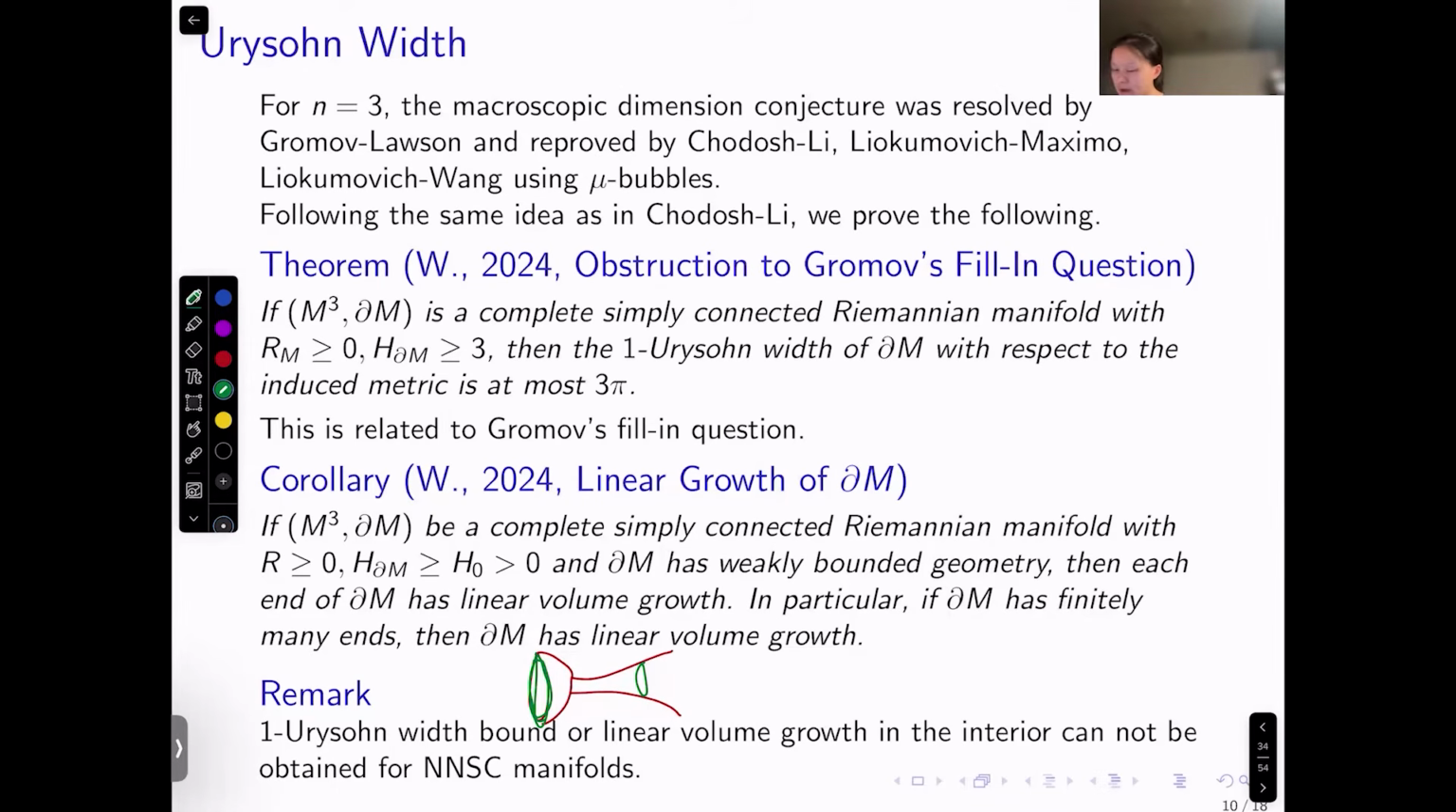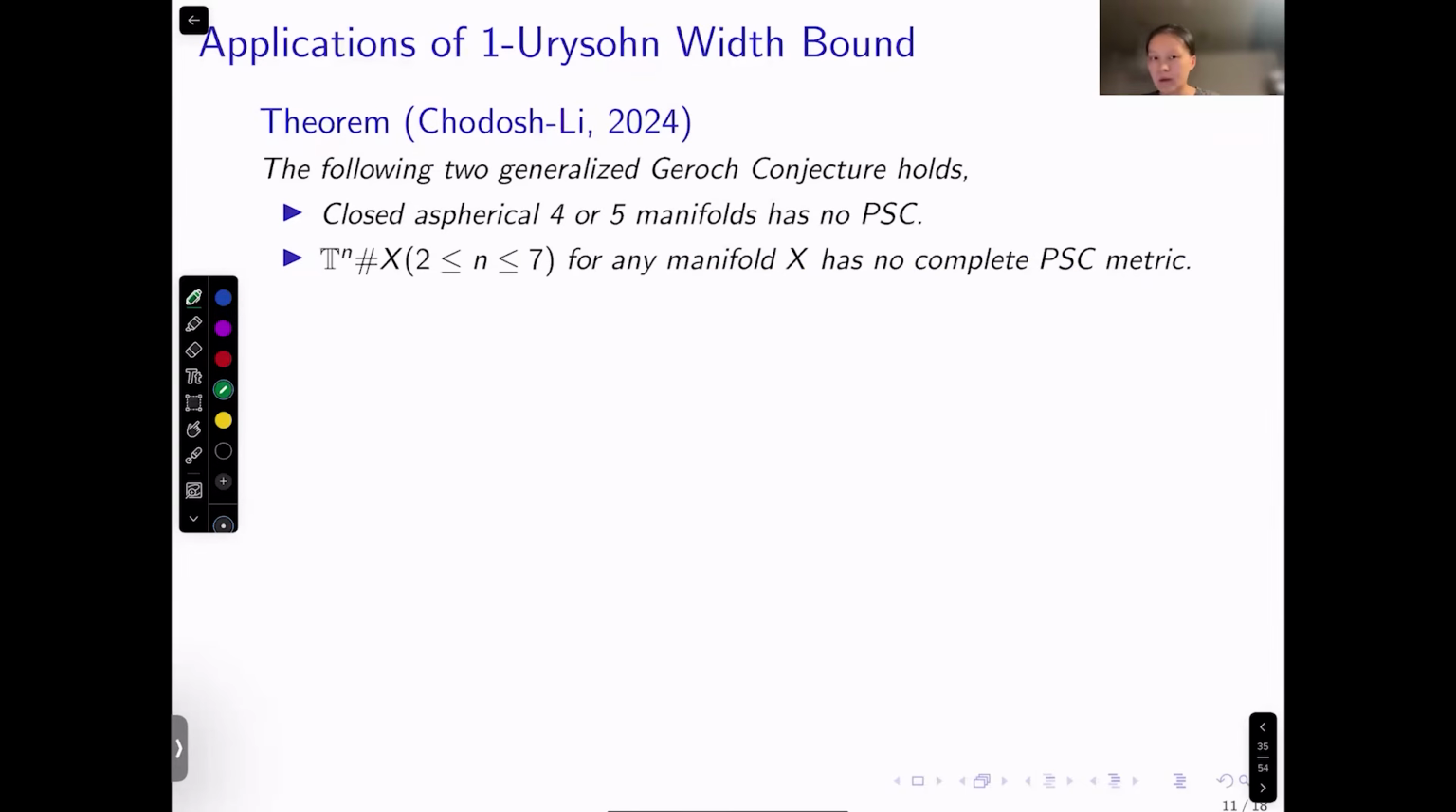Now let's look at applications of this theorem. One important application is that knowing that a simply connected PSC3 manifold has a uniform Urysohn width bound can actually prove that a spherical 4 or 5 manifold has no PSC. And also the localization property of mu bubble allows you to prove that you can connect sum with any manifold. So it doesn't have to be closed. It can also be non-compact. So that's a very interesting extension of the general conjecture you can prove using mu bubble.